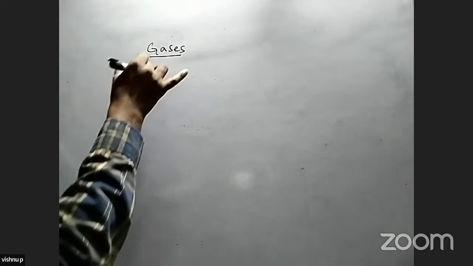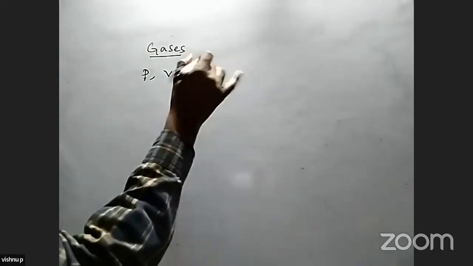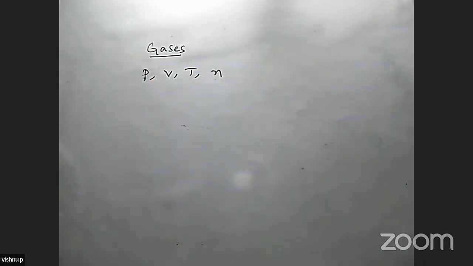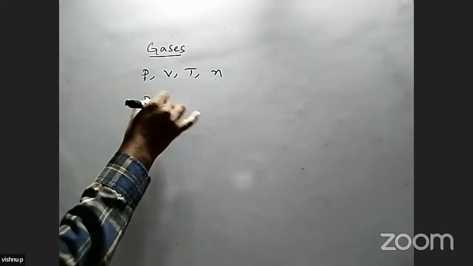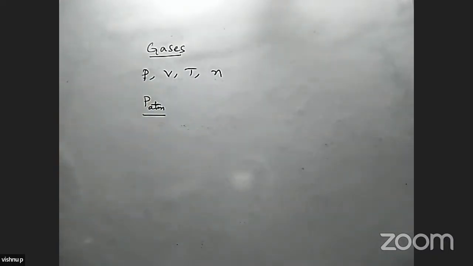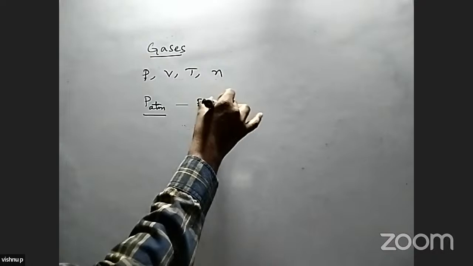First, we start with the gaseous state. So, what are the measurable properties of gases? Here, the properties are pressure, volume, temperature, and number of moles. These four properties are called the measurable properties of gases. First, we start with the pressure of the gas. Pressure here means the pressure of a gas present in the atmosphere, which can be measured by a barometer.